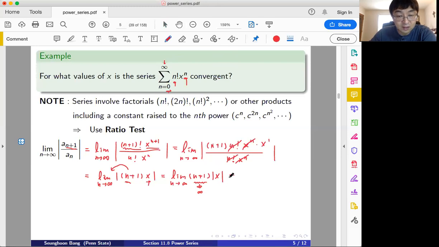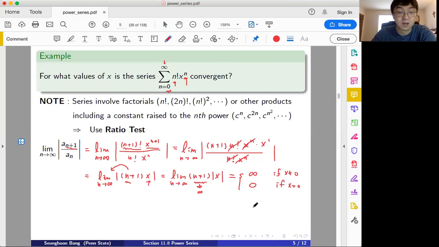So what is n plus 1 times the absolute value of x? What's that? Infinity, depending on x. If x is non-zero, we have infinity. You're right. So if x equals 0, then 0 times n plus 1 is always 0. The limit of 0 times n plus 1 is 0. The limit of 0 is 0.